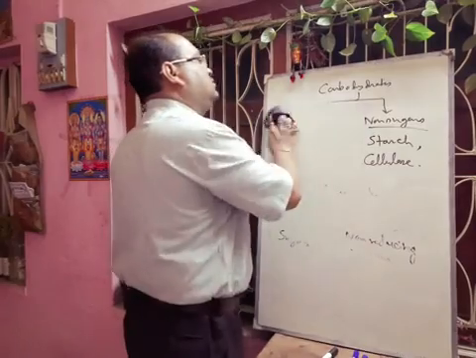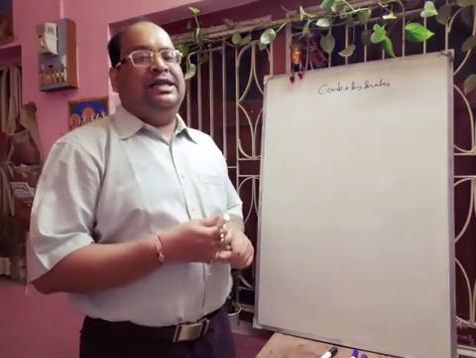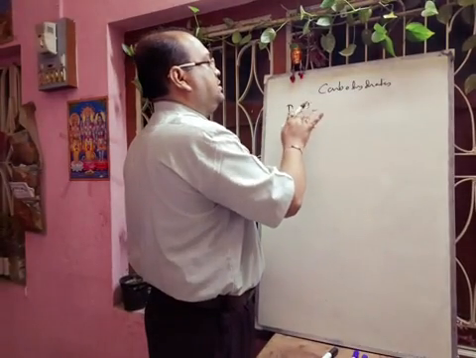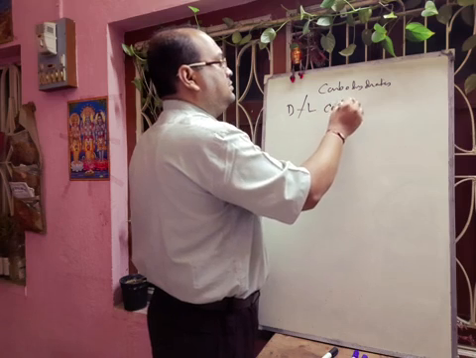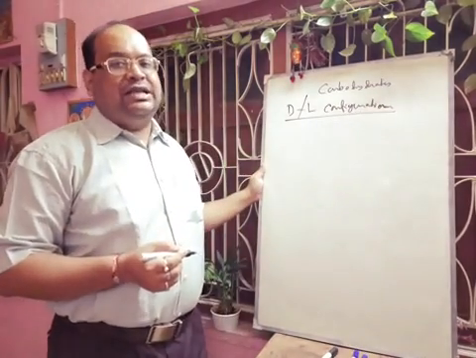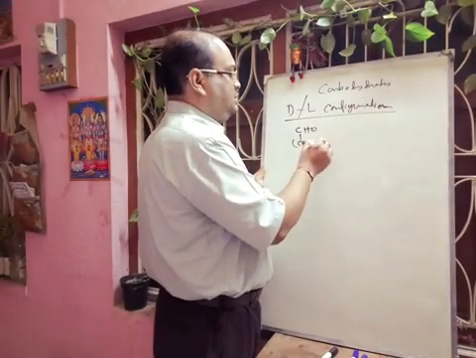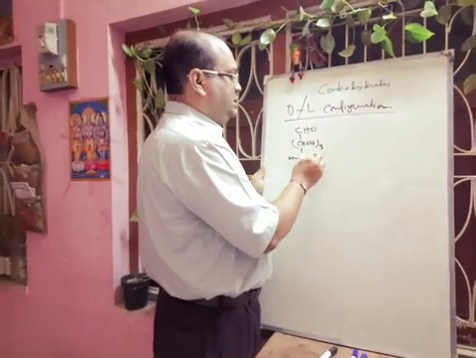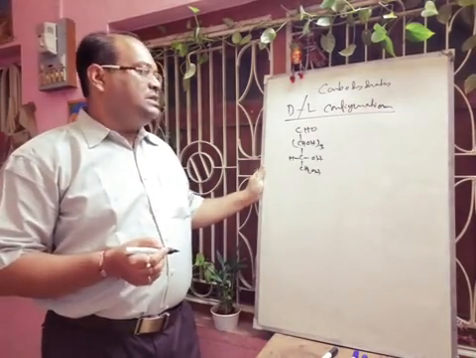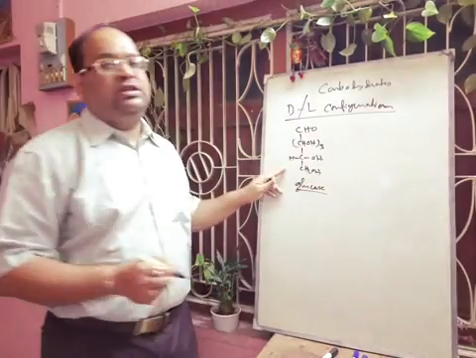Again, I will discuss these reactions also. Next, we will discuss one important thing, that is the DL nomenclature or DL configuration in the case of carbohydrates. If we write one structure, you can easily understand: CHO, then CHOH written three times, then CHOH on the right side, then CH2OH. This is actually the structure of glucose. Now, the question is whether it is D-glucose or L-glucose.